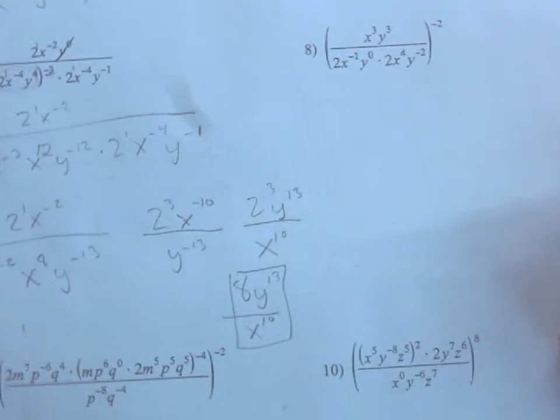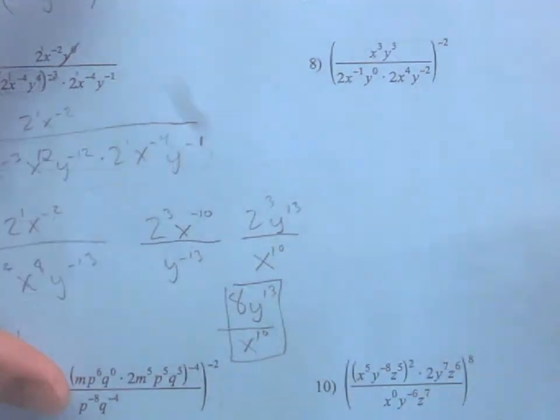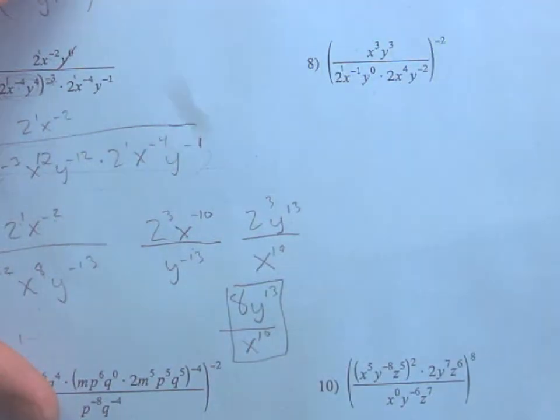Okay, moving on. Number 8. Let's give everything 1s that doesn't already have an exponent.